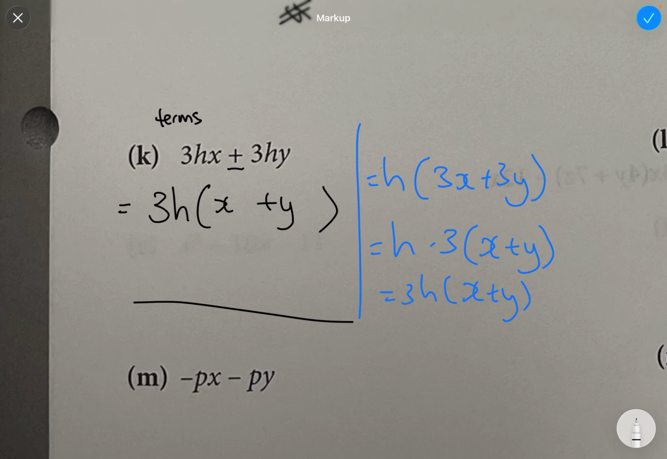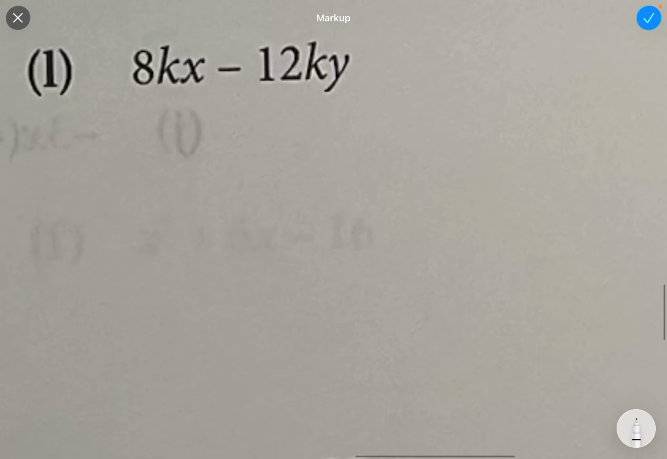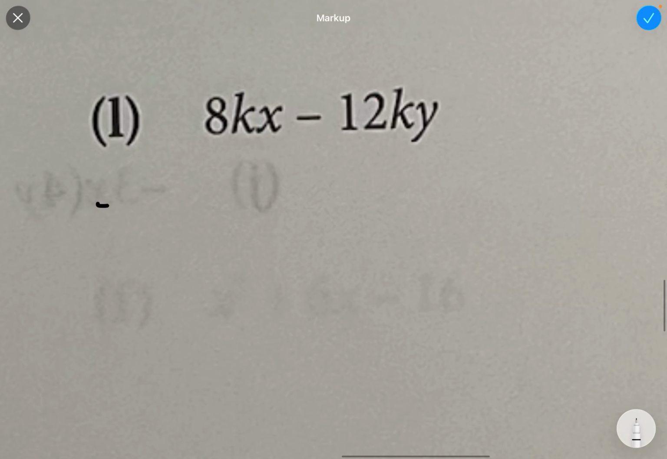Okay? Those that were not here yesterday. Okay, so this one I go a bit faster. 8 and 12. First I see how many terms are there. Terms are separated by plus and minus. So I have a first term 8kx. I have a second term minus 12ky. Then I look at the numbers. What is the common factor between 8 and 12? 4. So I know that I can take out 4.